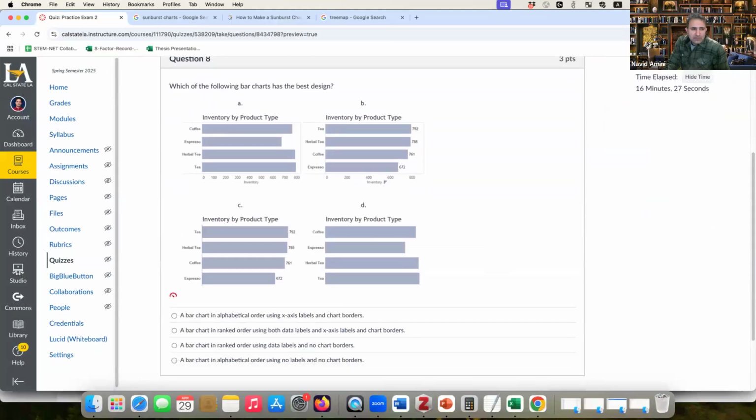Here we want to see which of these bar charts has a better design. So we don't need these borders. Back in the day, these borders were automatically being plotted, but nowadays we try to avoid them. So we can automatically eliminate answers A and answer B. And then what do you guys think between C and D?